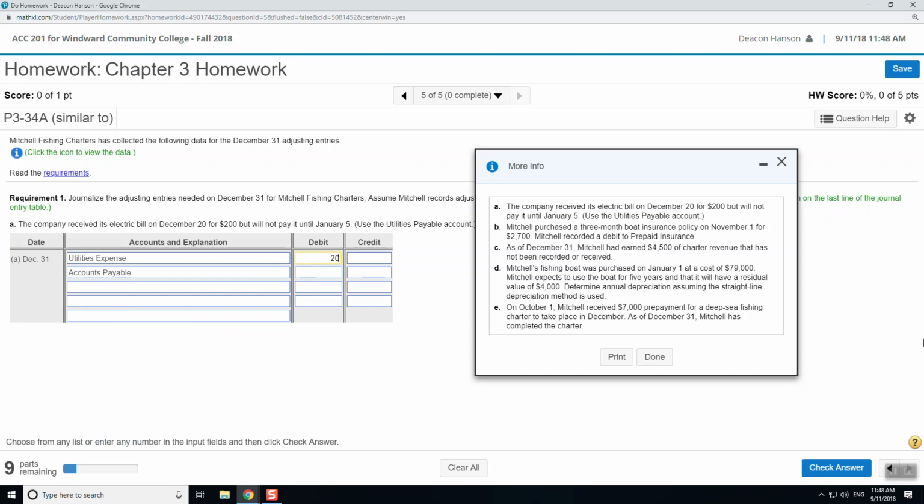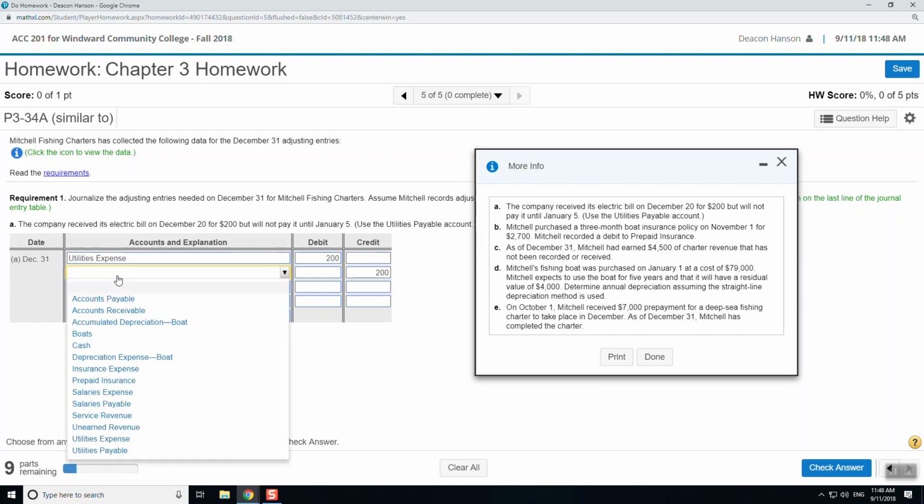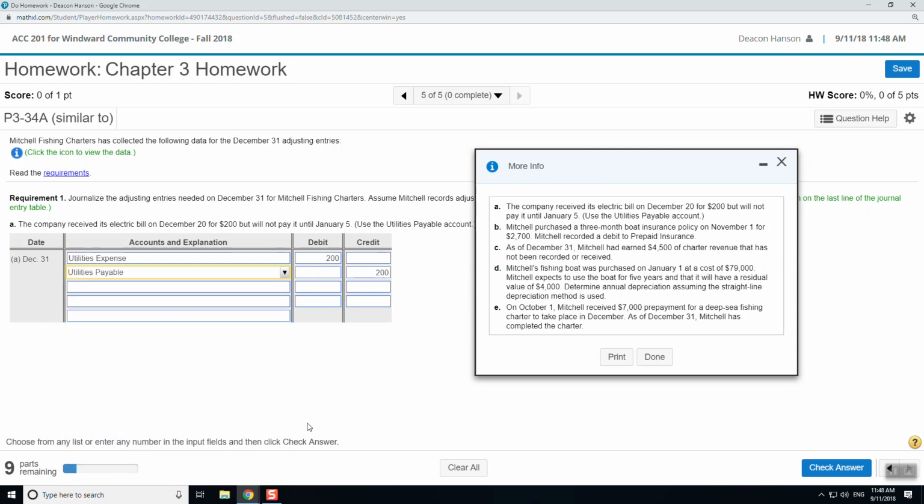That's $200. How many had trouble with that? I think it says to use the utilities payable account. Oh yeah, you're right. I read it so fast. Utilities payable. So when you have a liability that you want to look at separately and not have to dig down into the detail, you could set up a separate liability. And in this case, it's utilities payable. But it's still a liability.